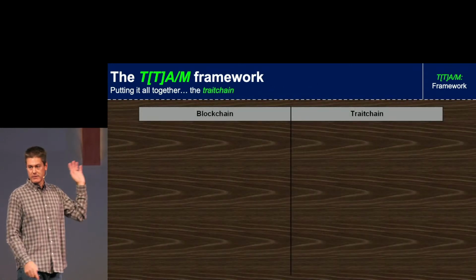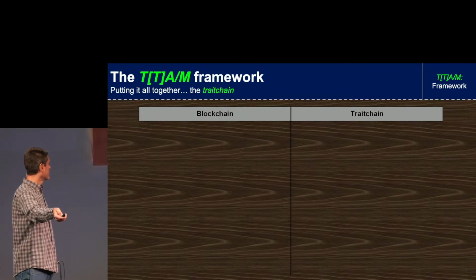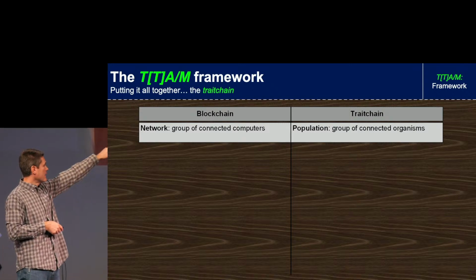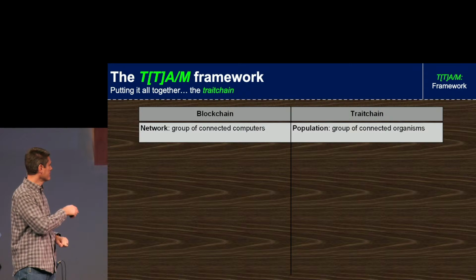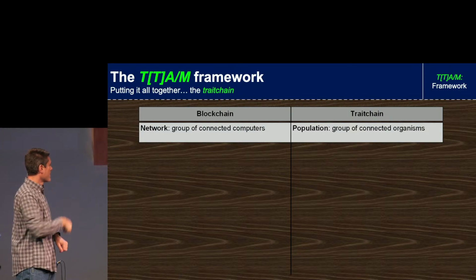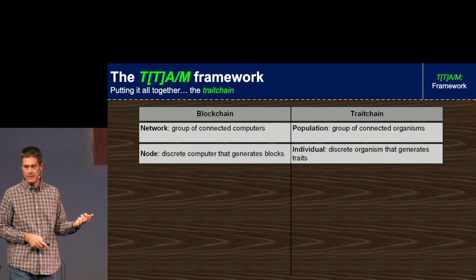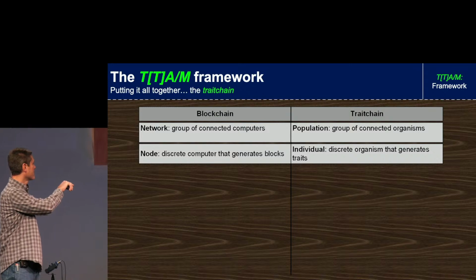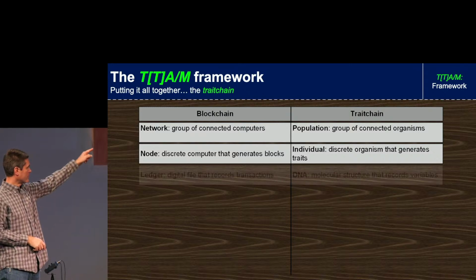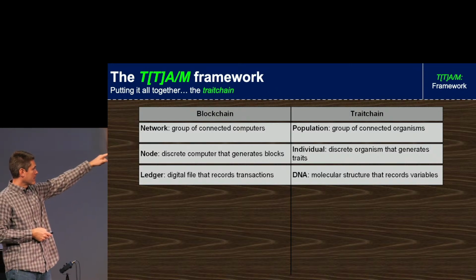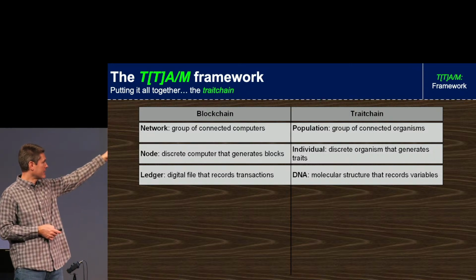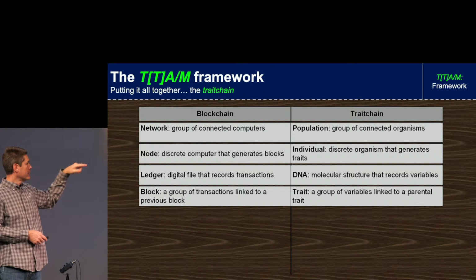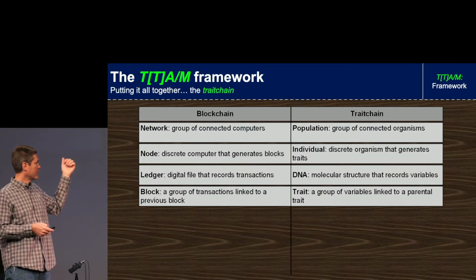So let's compare the two. Blockchain on the left, trait chain on the right. A blockchain uses a network, which is a group of connected computers. By analogy, in a trait chain, it's a population, which is a group of connected organisms. A blockchain uses a node, which is a discrete computer that generates blocks. In a trait chain, it's an individual organism that generates traits. A blockchain uses a ledger, which is a digital file that records transactions. Organisms use DNA, which is a molecular structure that records variables. A block is a group of transactions linked to a previous block. A trait is a group of variables linked to a parental trait.